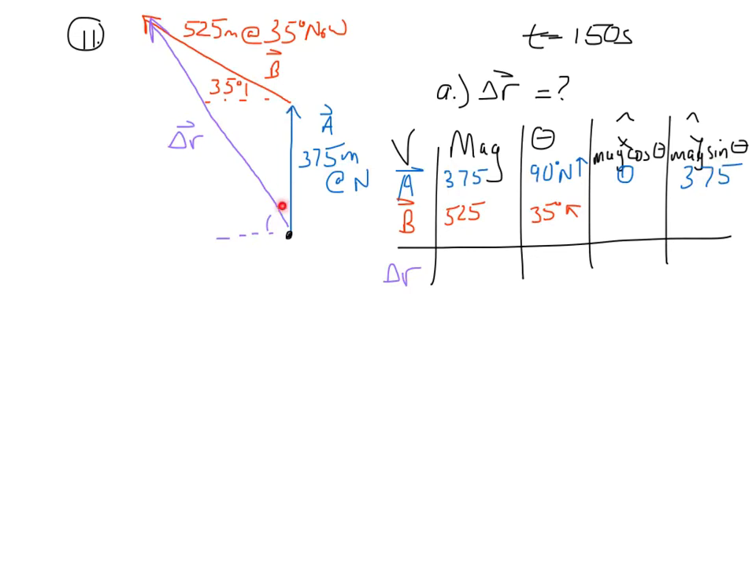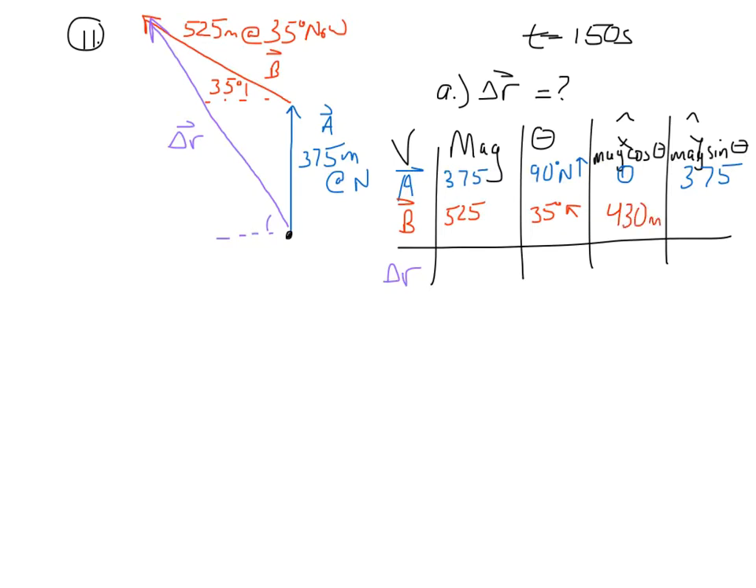All right, how about the x and y components for vector b? Well, the x component is going to be the magnitude times the cosine of theta. 525 cosine of 35. That's going to be 430 meters.